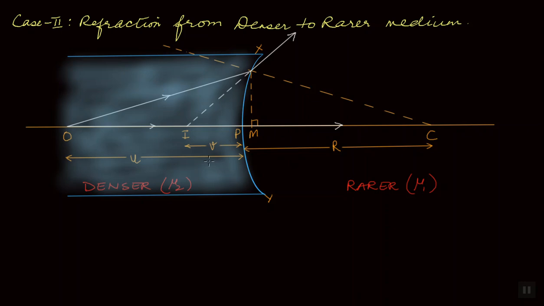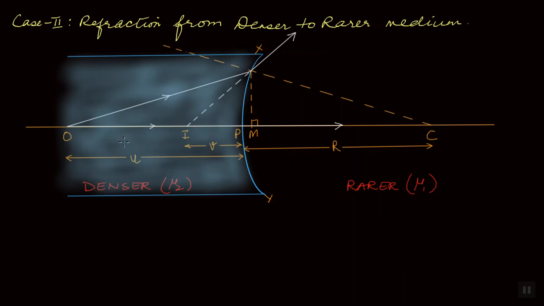Before, how was I drawing it? I was drawing the surface this way, yes or no? Why? Because I was putting the object here. Now I'm drawing the surface this way. Why? Because the object is in the denser medium. You got the idea or not? And by drawing in this manner, I'm always putting the object on the left side of the surface. Why do I do that? So that it will be in accordance with the sign convention.